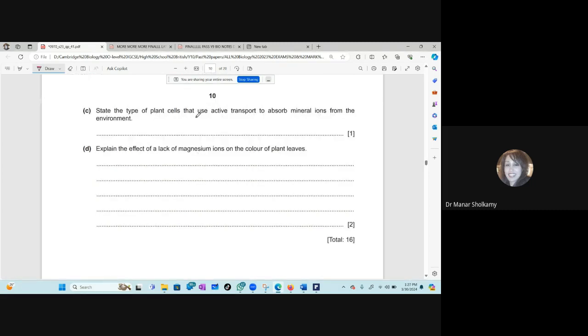State the type of plant cells that use active transport to absorb mineral ions from the environment. Root hair cells. Correct. Yes, this is easy.